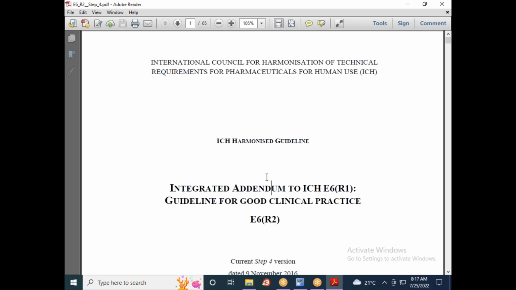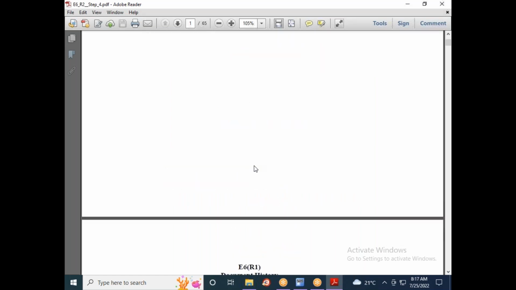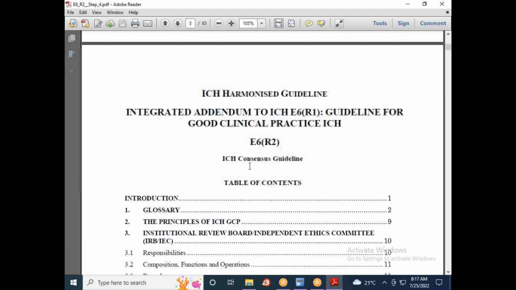So what is ICH? ICH stands for International Council for Harmonization. GCP stands for Good Clinical Practice. We'll start with the basic definitions, basic terminologies.